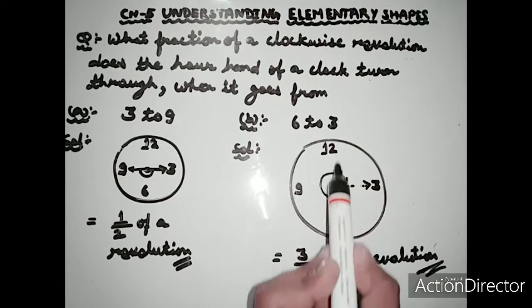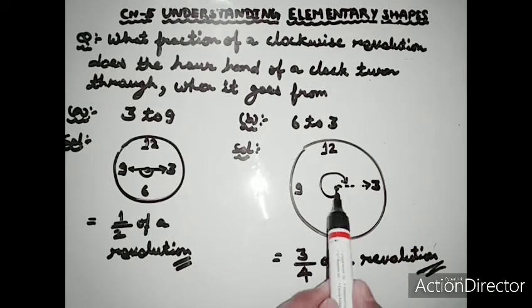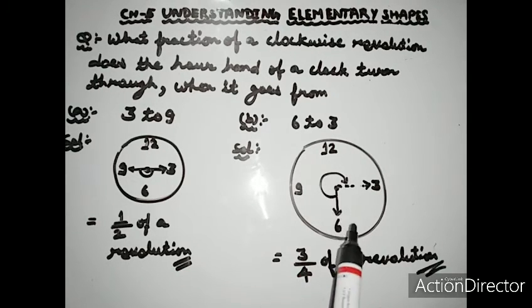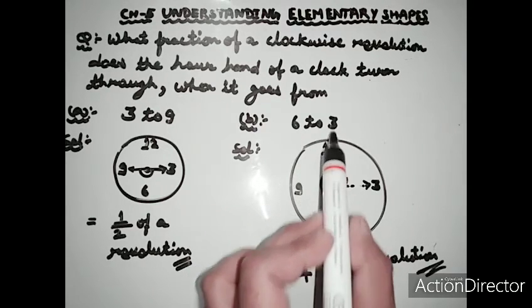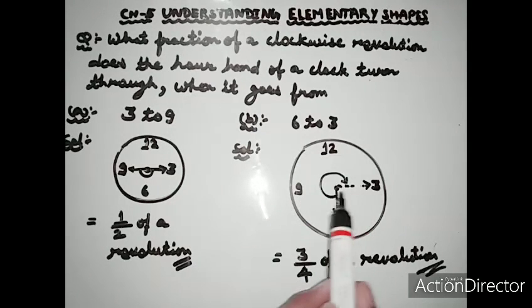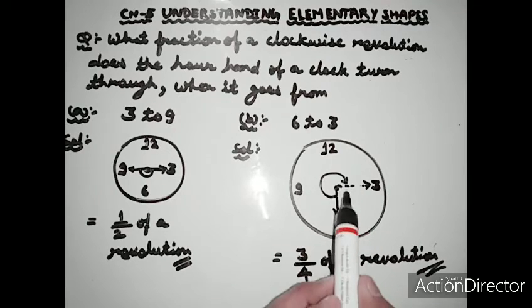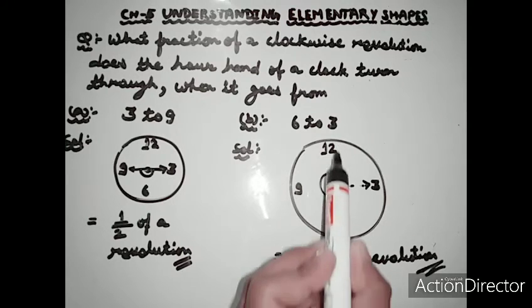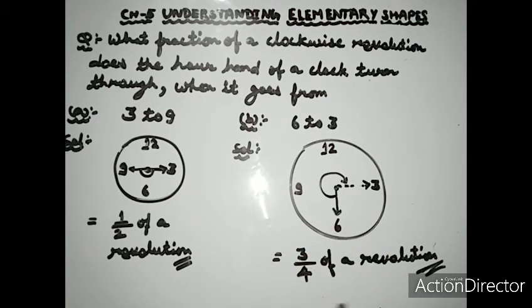Total 4 right angles here. So here we take as a fraction 4 here, and what are the total number of 90-degree angles formed between 6 to 3? So here 1, 2 and 3, right? So students, what are the total number of 90-degree angles here? So 1, 2 and 3. So here we write 3 upon 4 of a revolution.